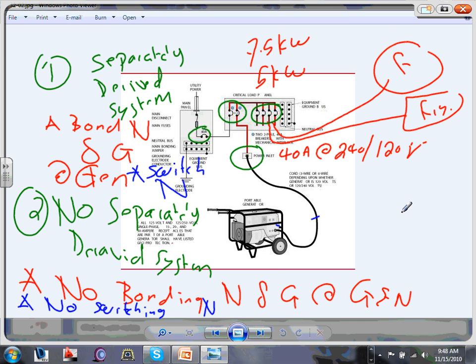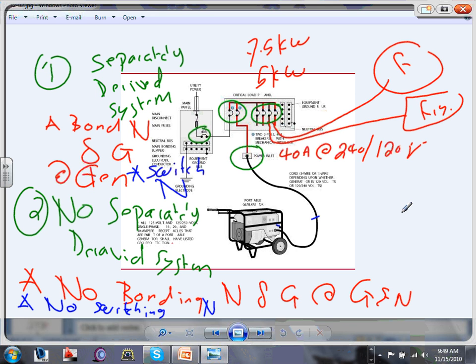Any questions, guys, about this? We will talk a little bit more about the separately derived system, but this is really the main thing. If you want to understand it: do we bond the neutral in a separately derived system? Yes. Do we bond the neutral to the ground? Yes. Do we switch the neutral? Yes. In a non-separately derived system, do we do that? No. Do we bond? No. Do we switch the neutral? No. These are really the main difference between a separately derived system and a non-separately derived system.